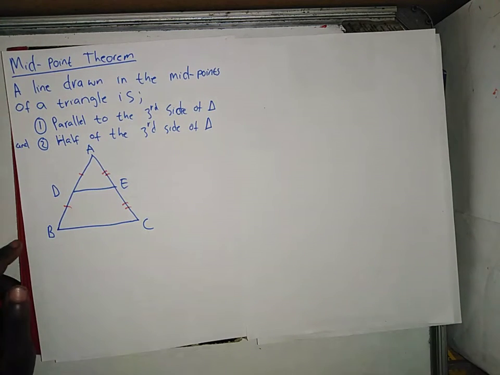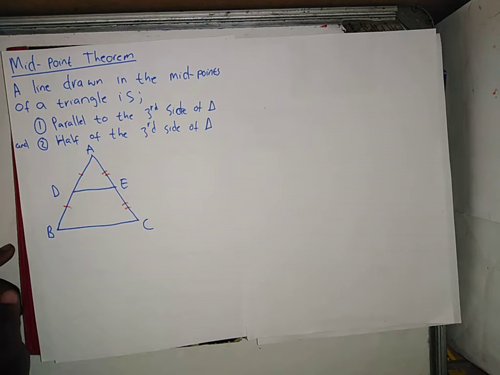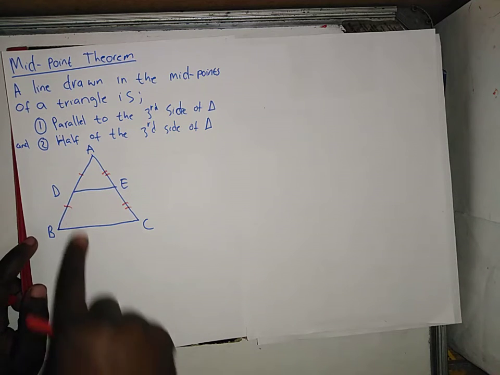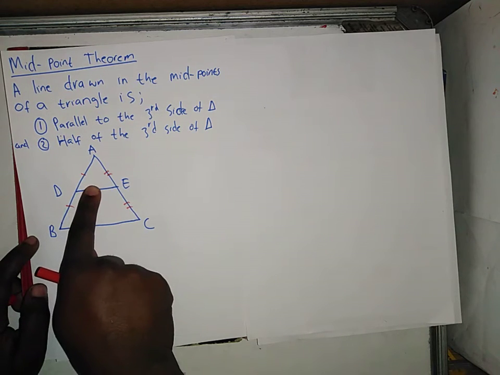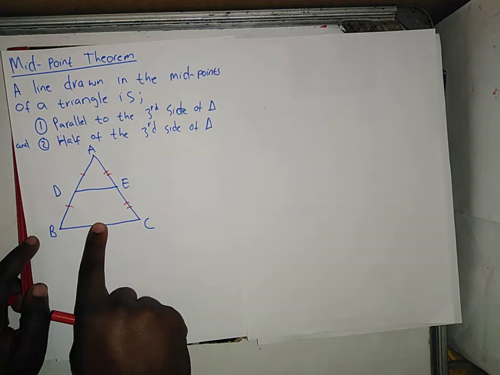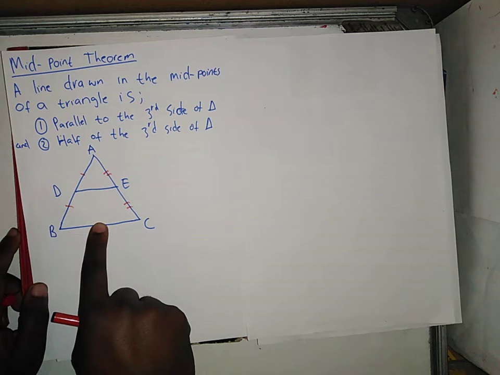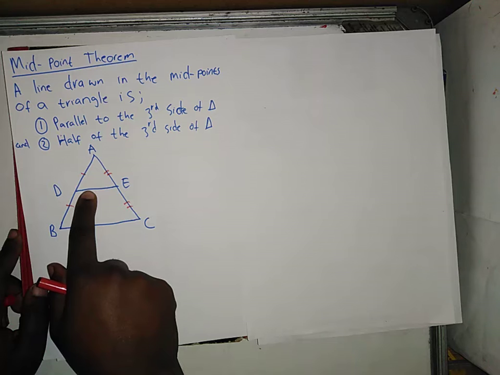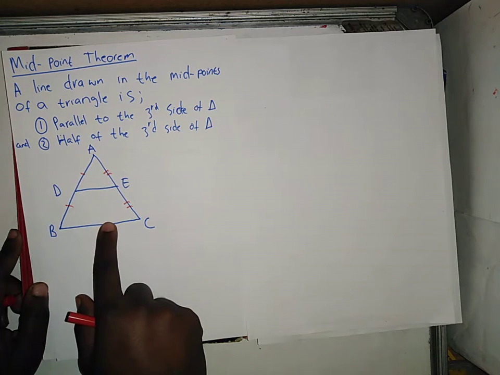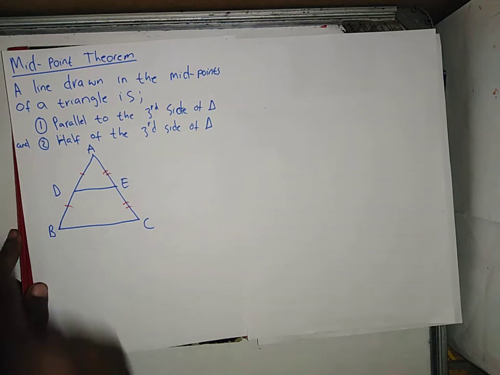Now, there is something that you can say about that line, and there are two things that you can say. Now, what are those two things? The first thing that you can say is that this line is parallel to this line, right? That is number one. But not only that, the second thing that you can say is that this line is half of this line, okay? So that is why it is written like this.